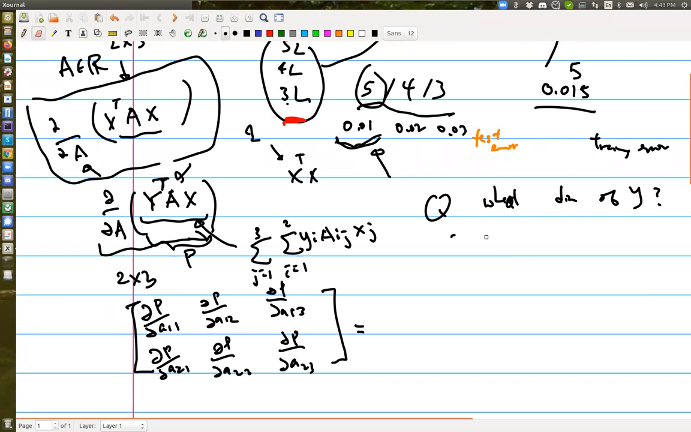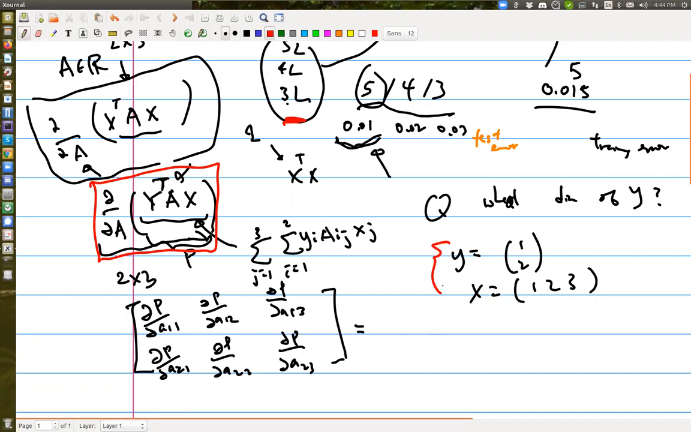So let's say I have y is 1 2 and x is 1 2 3. Can you find this? So what is this then? This will be a 2 by 3 matrix, right? So if I have these values here.